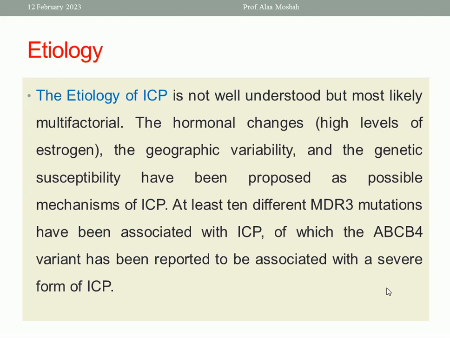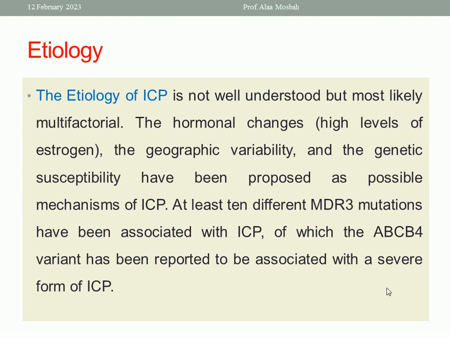Also it may be related to geographic variability and genetic susceptibility. So we have three factors here. Genetic factor, some women are more susceptible to intrahepatic cholestasis. Hormonal factor related to hormones of pregnancy like estrogen and progesterone, but more especially the estrogen. The third one is environmental factor. Okay?